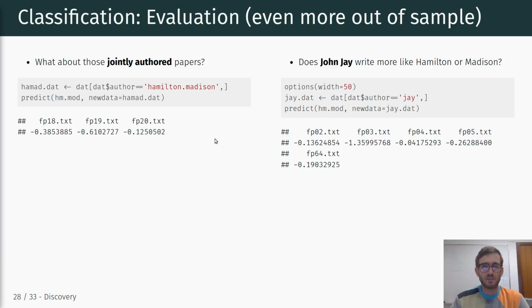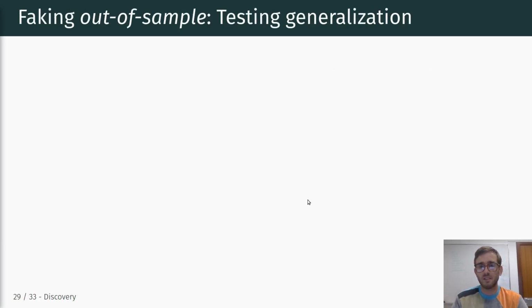Another question we could ask is whether John Jay, the third author, writes more like Hamilton or Madison. One way to do this would be to examine the predicted score for the documents where we know they were written by John Jay, and we see that those are also more similar to Madison, in the sense that the score would predict they are more similar to Madison than they are to Hamilton.